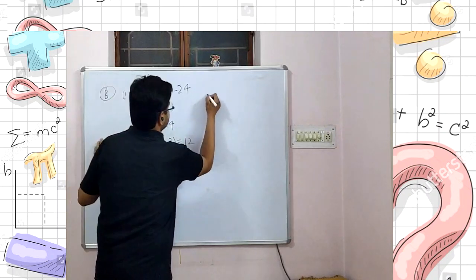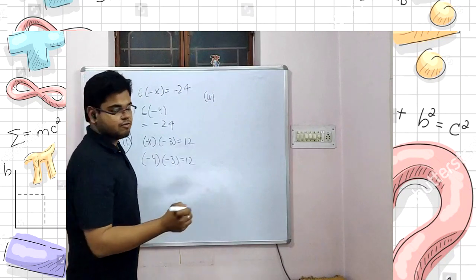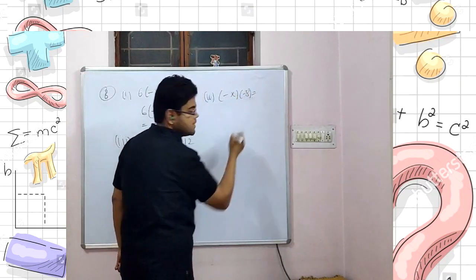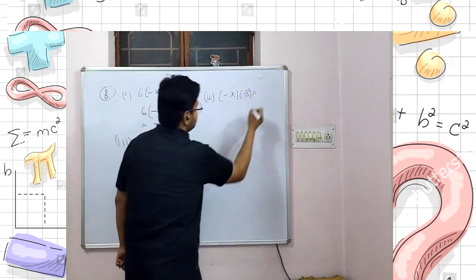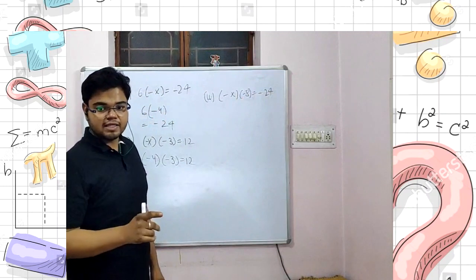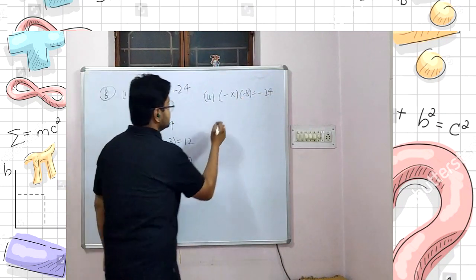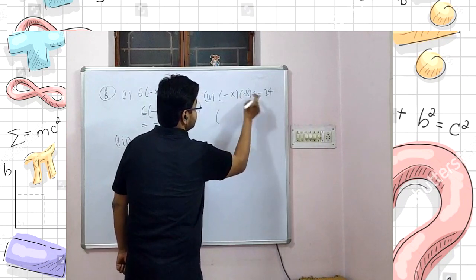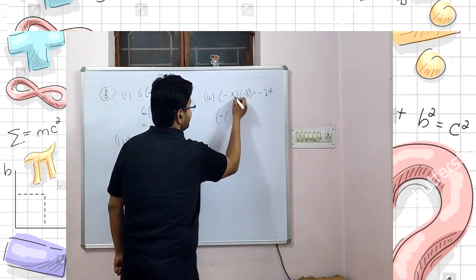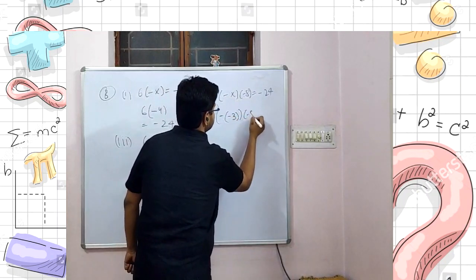Okay children, the fourth part we have is minus of x into minus 8 equals minus 24. So children, minus minus will become plus, but we need minus here. So we will put minus 3 here. And what will happen?